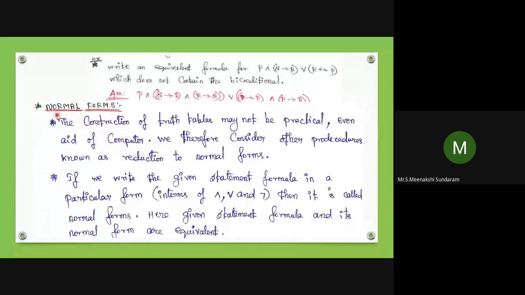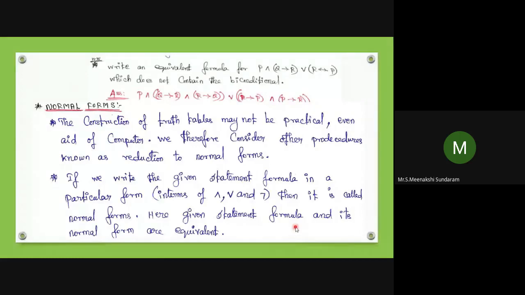So we therefore consider procedures known as reduction to normal form: try to convert the formula into normal form. If we write the given statement formula in a particular form in terms of conjunction, disjunction, and negation, which is a functionally complete set of connectives, then it is called a normal form. Hence, the given statement formula and its normal form are logically equivalent.